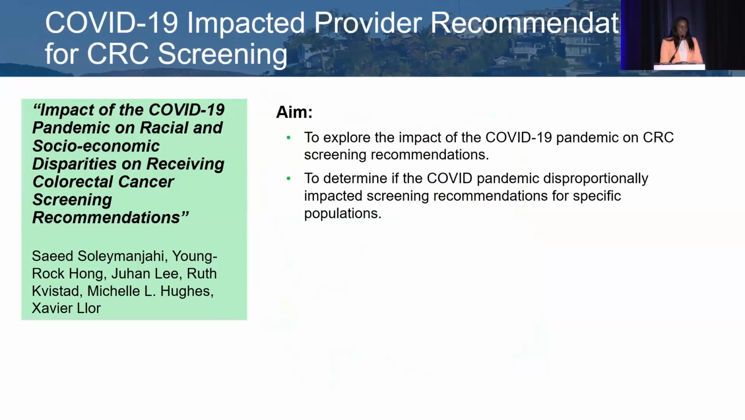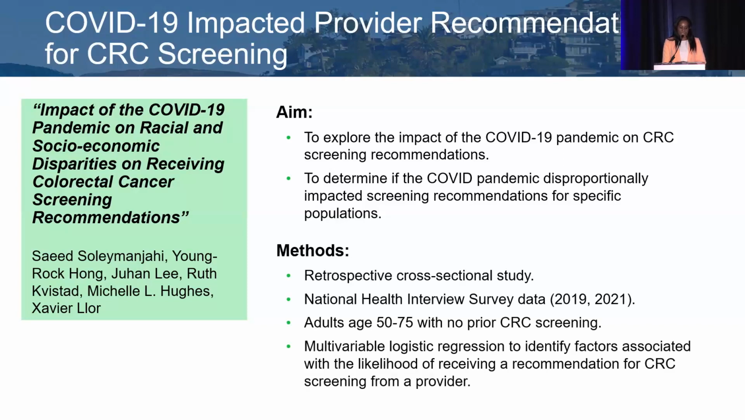We know that unfortunately during the pandemic, there were many health measures, including preventive health measures, that went underused. And there is much theory and actually some data that providers might not have been recommending preventive services during this time, given the heightened awareness about COVID-19 and also getting patients vaccinated. In this study, they aimed to explore the impact of the pandemic on screening recommendations. And they really also wanted to see if the COVID pandemic disproportionately impacted recommendations for specific groups.